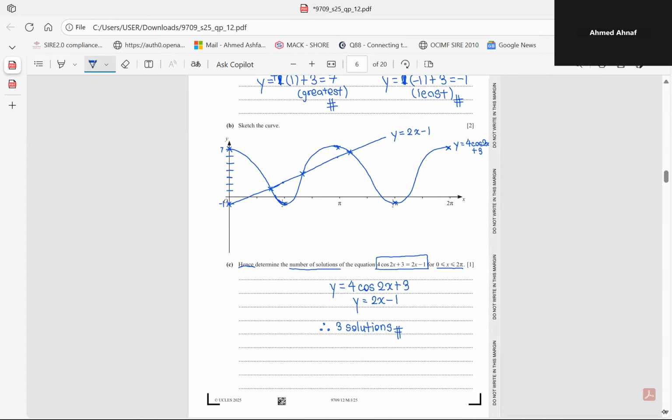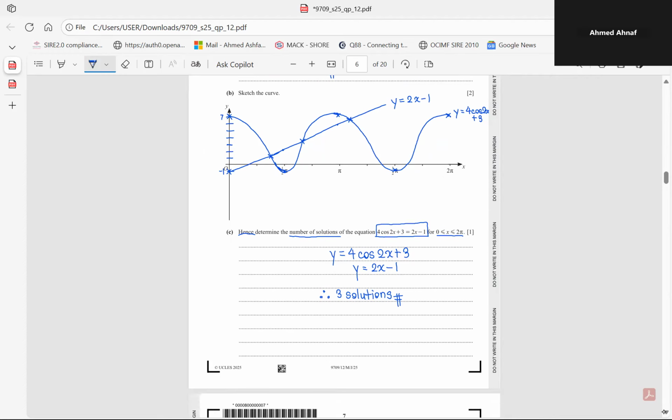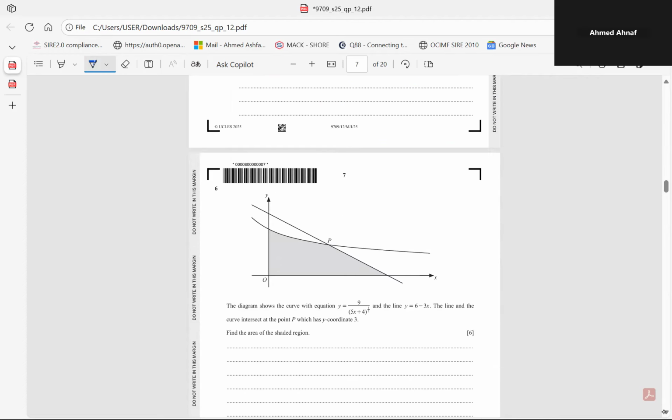And by the way, you don't have to sketch the straight line if you can already visualize it. I have to sketch it because it's hard for me to visualize. So take note of that. So without further ado, let's head on to the next question.